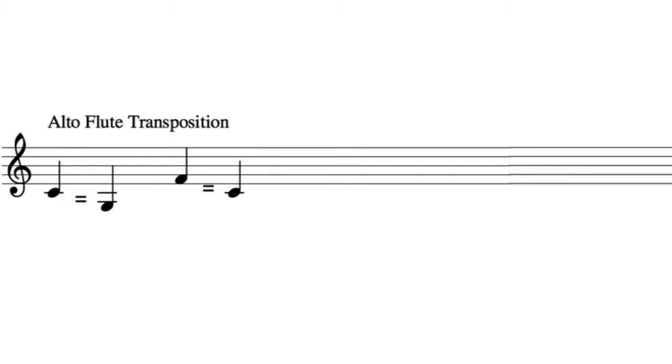But since it sounds a fourth below, you have to write it a fourth above. For music in C major, the alto flute in G must be written as if it's in the key of F. For larger families of instruments, the problem gets even bigger.